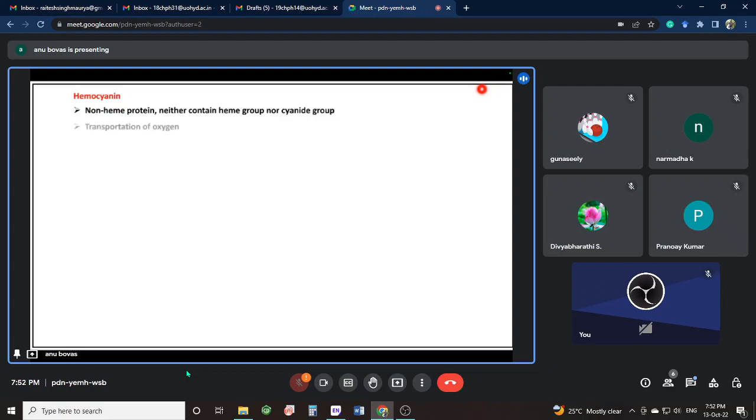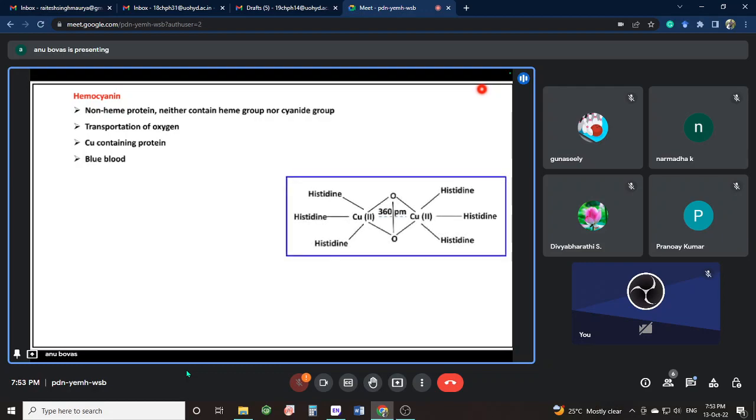Now, what is the function of hemocyanin? It is involved in transportation of oxygen. It is a copper-containing protein. Hemocyanin and hemerythrin both are used for transportation of dioxygen. Since it contains copper metal, it is called blue blood. The blood is blue in the oxygenated form. In the deoxygenated form, it will be colorless, and in the oxygenated form, it will be blue.